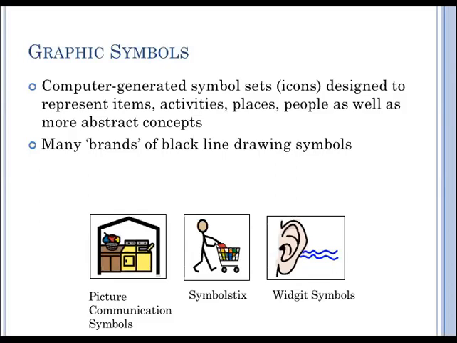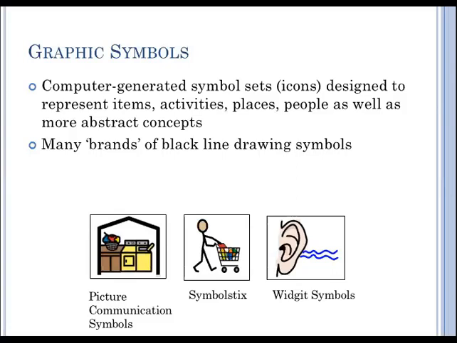The third symbol that you see on the right is a widget symbol. This is another brand of symbols. These are used more often in the UK, although they also sometimes appear on some different augmentative and alternative communication devices. These are only 3 of the many brands of black line drawing symbols. So what's important to recognize is that each of these represent a different brand, and there are many other brands, but these are all symbols.